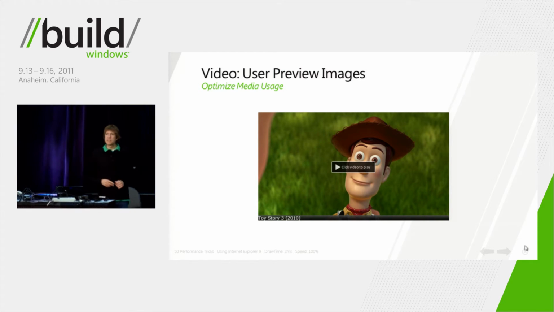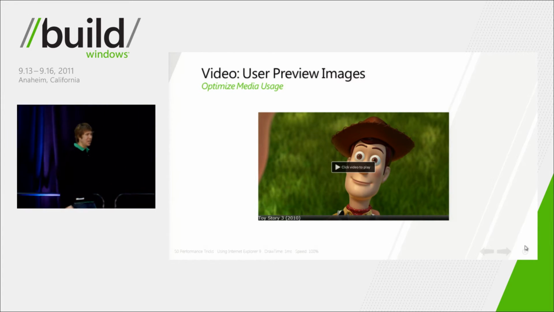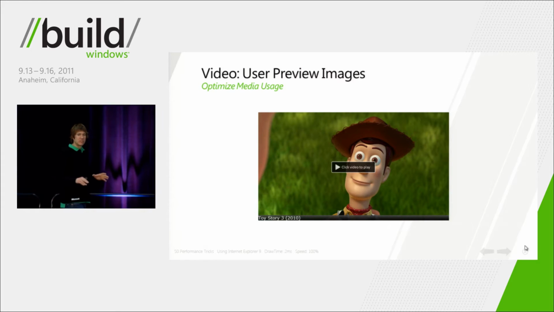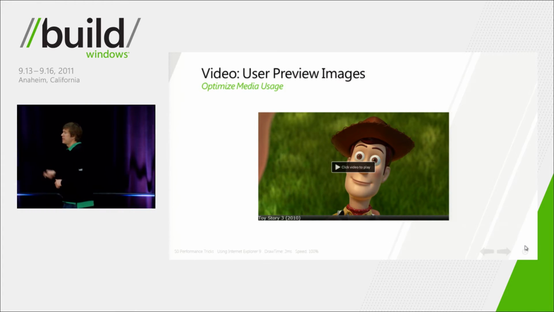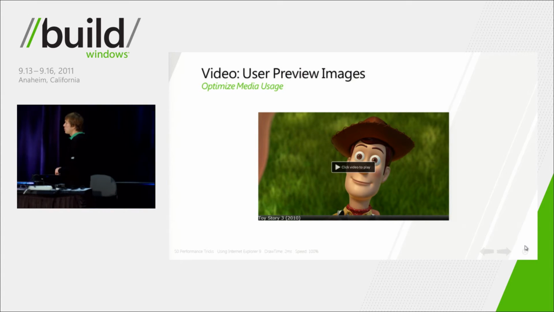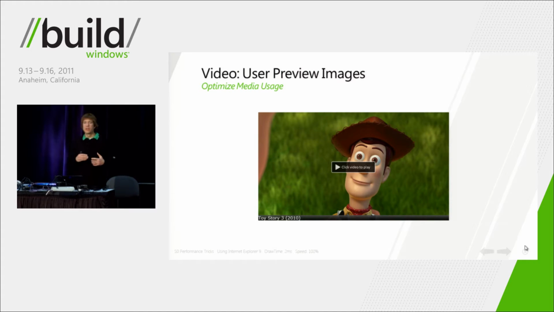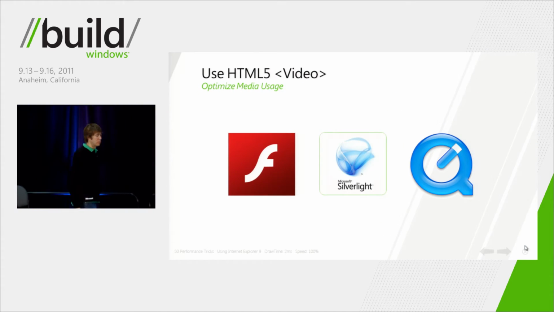If you don't specify a preview image for your video, the browser has to download that video and figure out what the first scene or screen of the video is, or the first frame, and display that to the user. When you include a preview, the browser will just download the preview, display that to the user, and then we won't start downloading the video until appropriate.